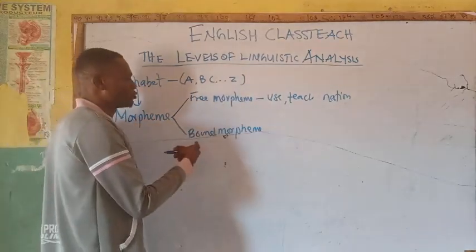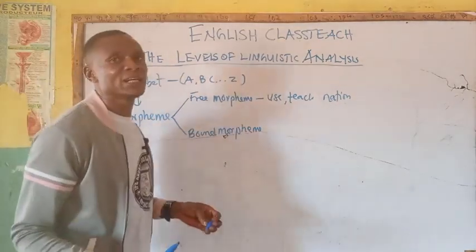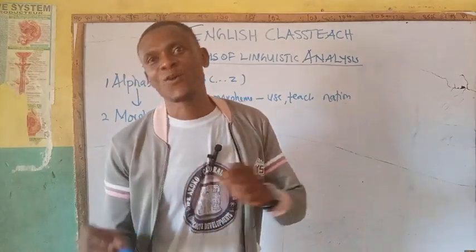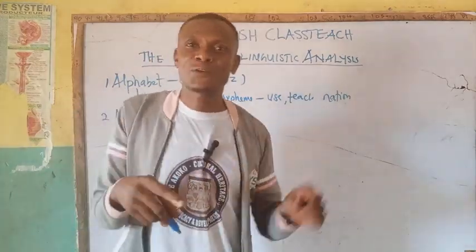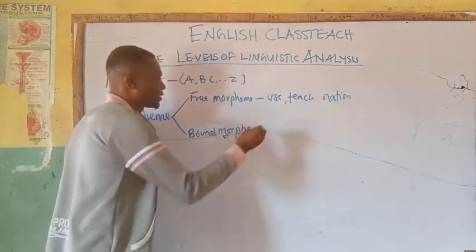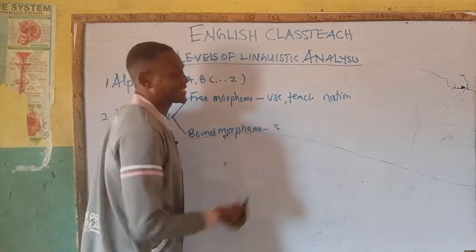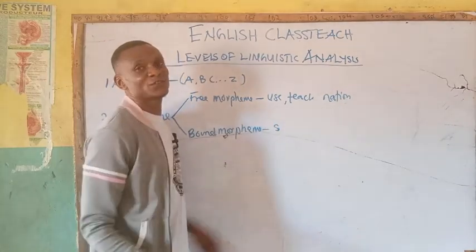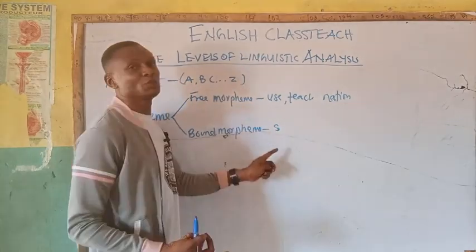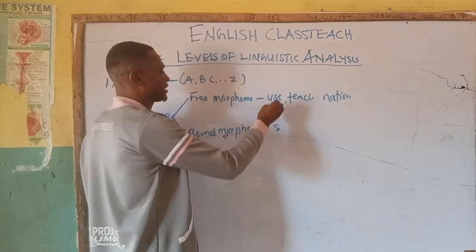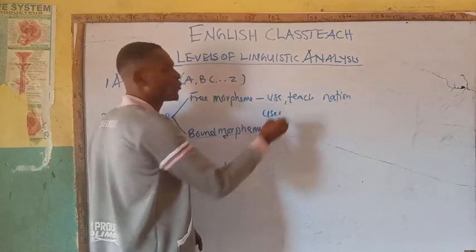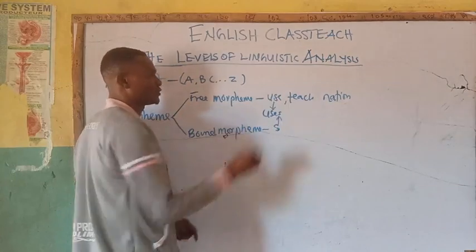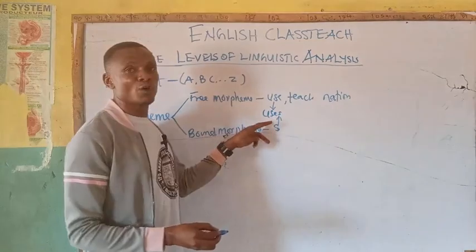Now, bound morphemes are morphemes that cannot stand on their own until they rest on another morpheme to have a complete word. Take S. What is the meaning of S? It's just a letter. But when you put S to use, it becomes what? Uses. Can you see? So we have two types of morpheme.